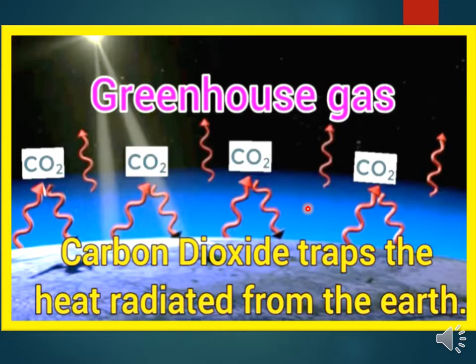So you see, the carbon dioxide traps the heat radiated from the earth, and therefore it is called a greenhouse gas. Without it, earth would have been very cold to live in, because it traps the heat and makes it like a blanket that covers and protects us from the cold. Carbon dioxide also does not allow the heat to escape into the atmosphere and keeps the earth warm. Okay?